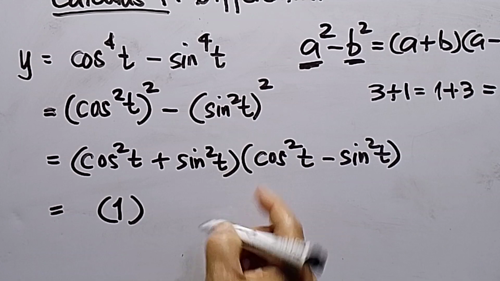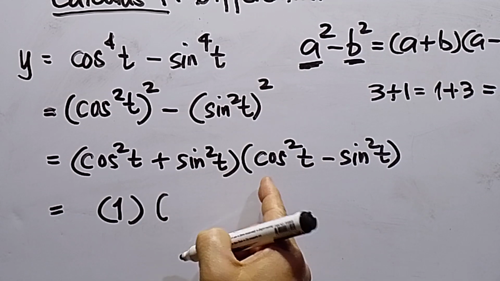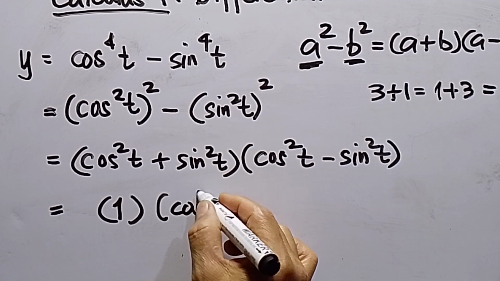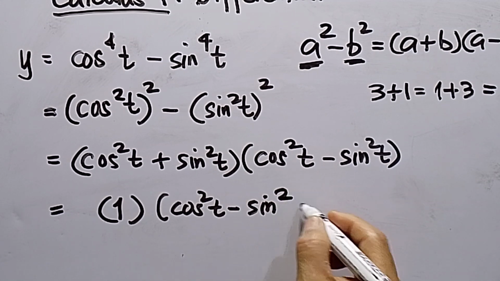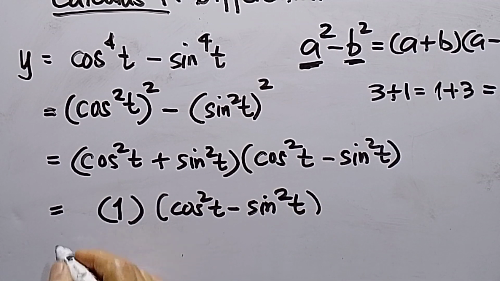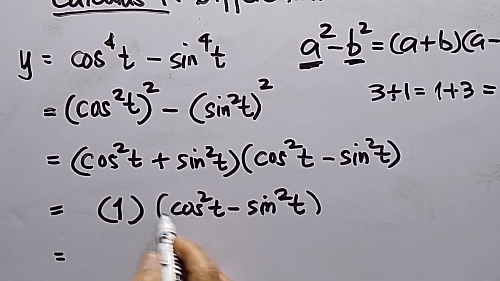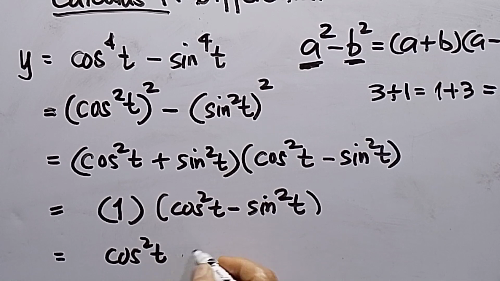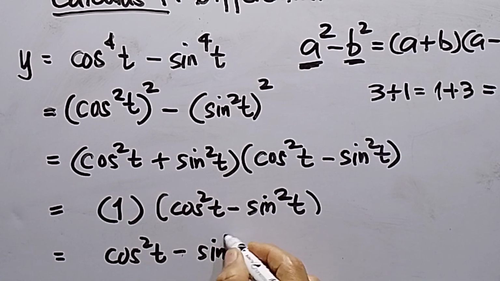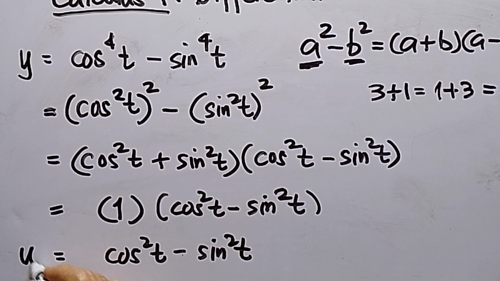And then copy this one. Circle brackets cosine squared t minus sine squared t. So I need to distribute. So this will be cosine squared t minus sine squared t. So this is now the equation.